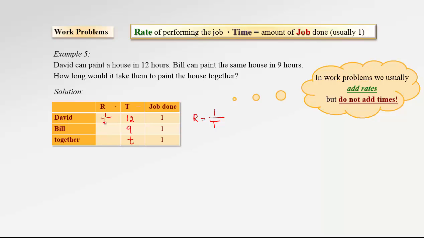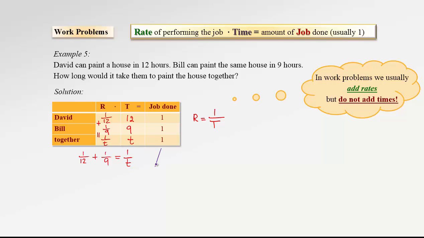However, rates add. Okay, so let's fill up the rate column. That will be 1 over 12, 1 over 9, and 1 over t, 1 over the time that we don't know. The equation comes from adding these two rates, and that's supposed to be equal to the overall rate, 1 over t. So let's write it down: 1 over 12 plus 1 over 9 should equal 1 over t. And as you see, we have a rational equation to solve.